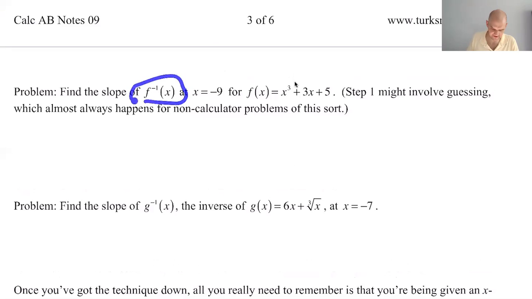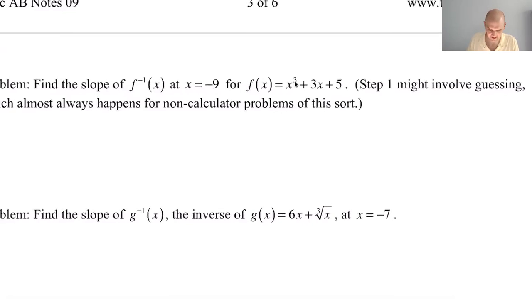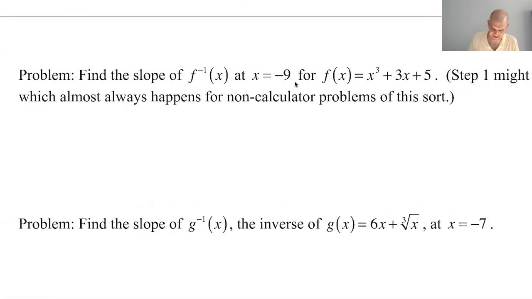Find the slope of f inverse at x equals -9. So x equals -9 is an x value for f inverse, if f of x is this. In my experience, these questions are usually non-calculator, and usually it's like guessing. So I first need to figure out what value I plug into f of x to get -9, since x for f inverse is y for f of x.